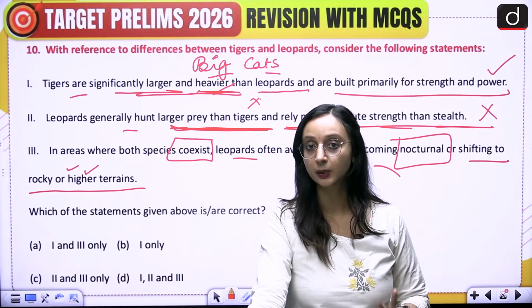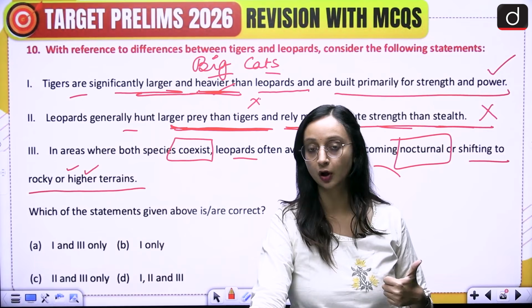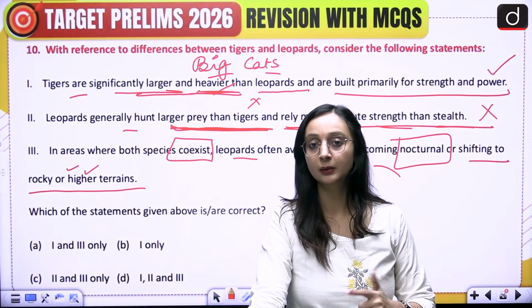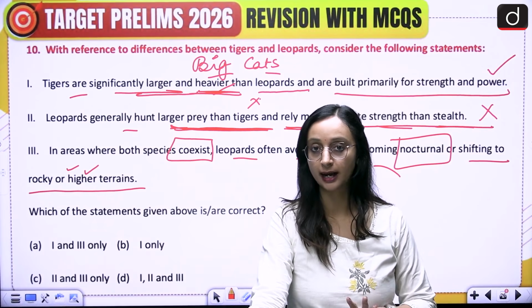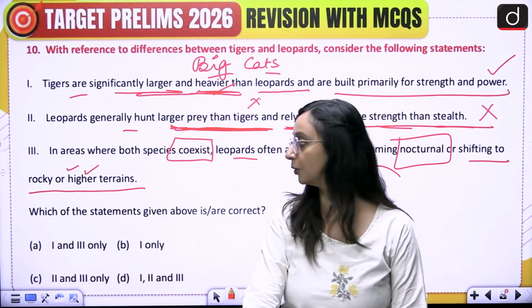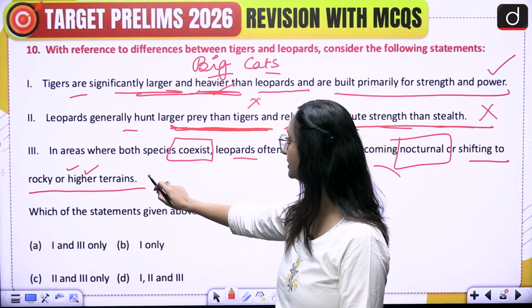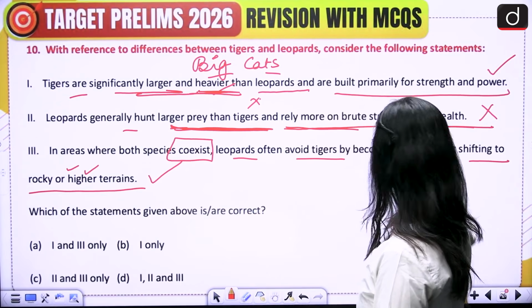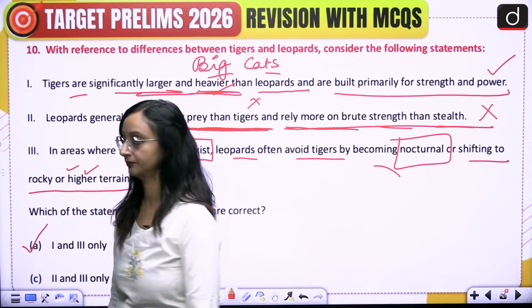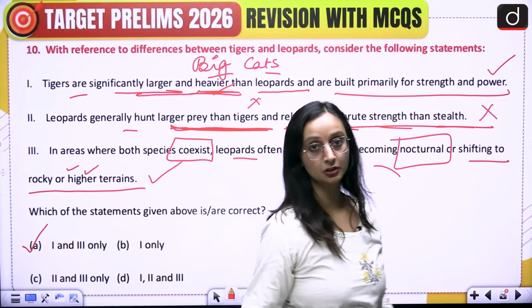So in places where they coexist, tigers are going to dominate, and leopards will also be present. But leopards will try to adapt. They will try to change certain ways, and one of the most prominent things that they do is that they go nocturnal. Okay, so the third statement is correct. So the correct answer would be 1 and 3 only, option number A. So these were the 10 questions for today.